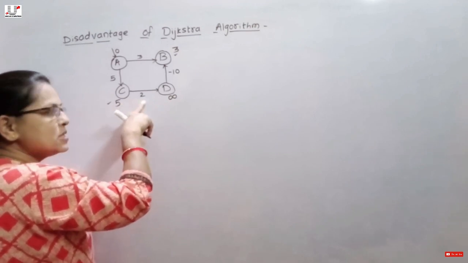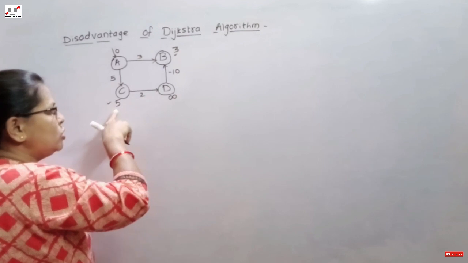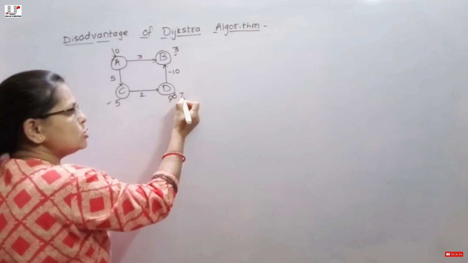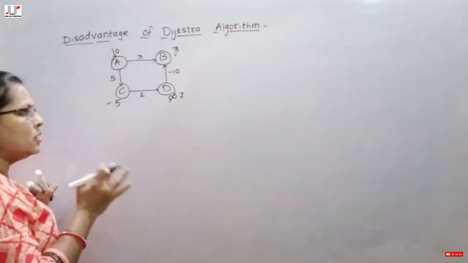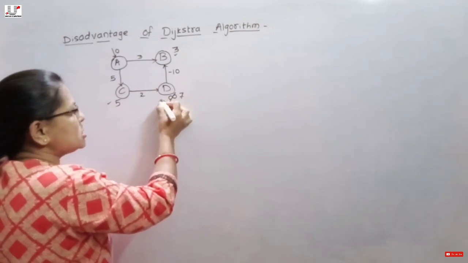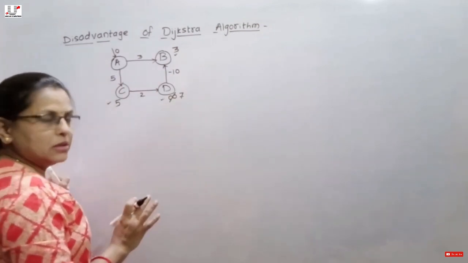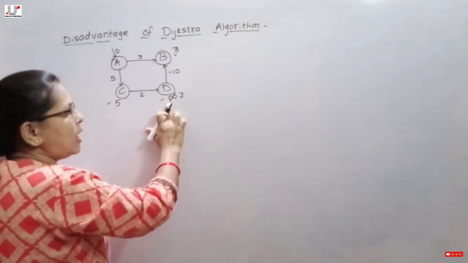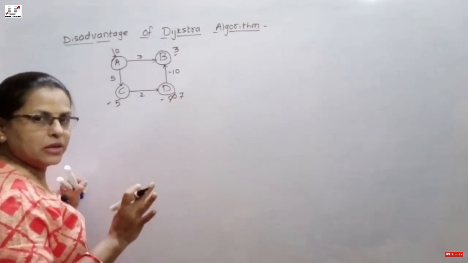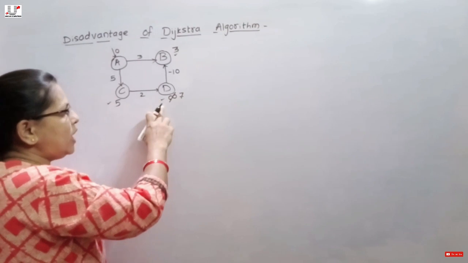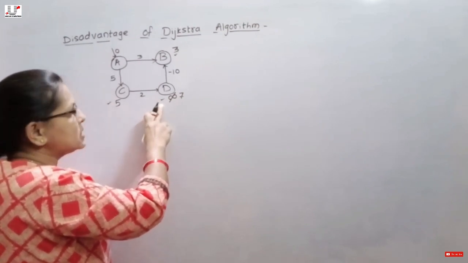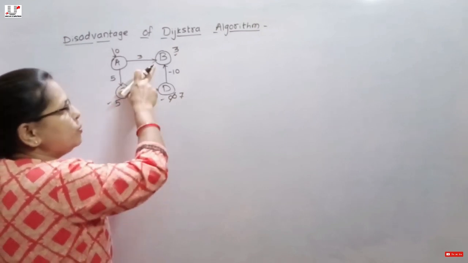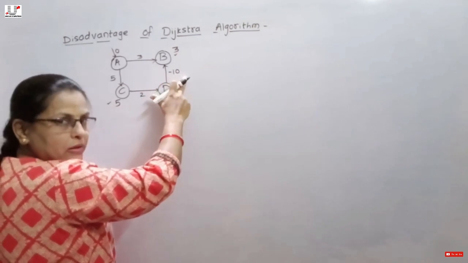So 5 plus the cost from C to D, which is 2, gives a distance of 7, and 7 is smaller than infinity. So replace that infinity with 7. Now the last node D is set as visited or marked. As all the nodes have already been visited, let us check whether from that D any vertex is going to relax. Yes, from D there is one outgoing edge from D to B with distance -10.